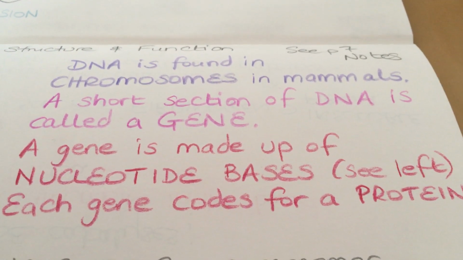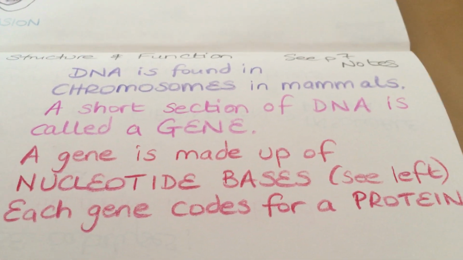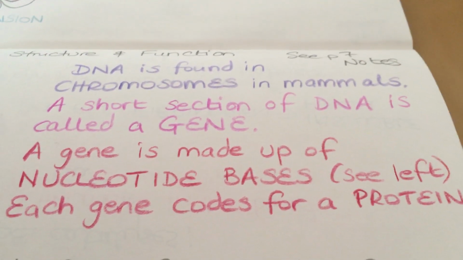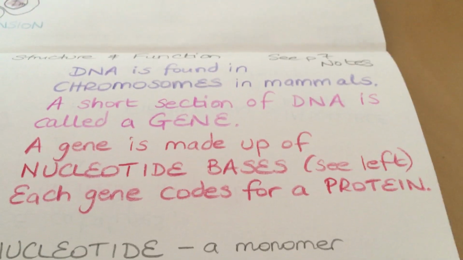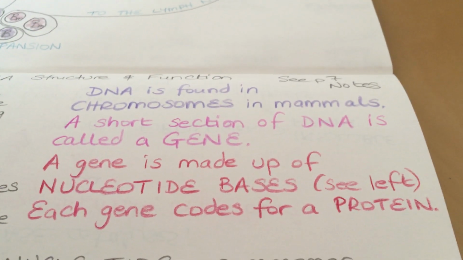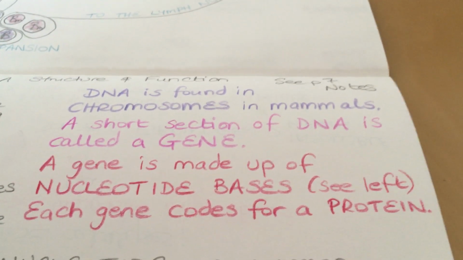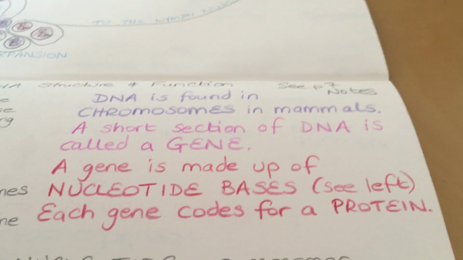A gene is made up of nucleotide bases. These are monomers. We're going to have a look at the nucleotide in just a moment, but these are called monomers. We've looked at monomers in biological molecules. We'll be doing a video on that quite shortly. So each gene codes for a protein. Now I'm going to tell you now, it's slightly more interesting than that, but for our purposes in year 12, each single gene codes for a single protein.